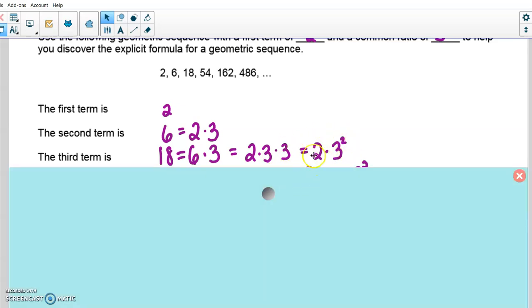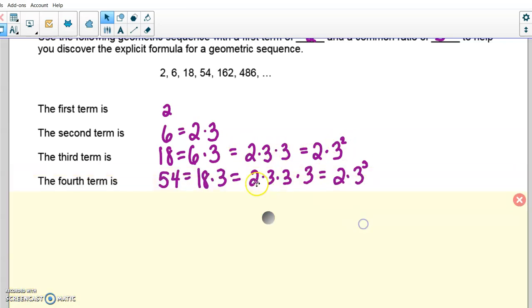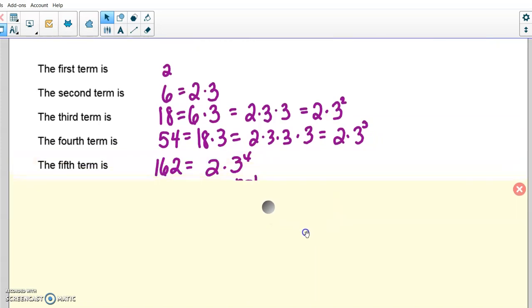So another way we could write that is 2 times 3 squared, because 3 times 3 is 3 squared. If we go down to the fourth term, you can see the progression here. It's 54, and you got that by doing the third term, 18, times 3. Or we could do 2 times 3 times 3 times another 3. That's like saying 2 times 3 cubed. The fifth term is 162. Again, you can see the pattern here. We would have done 54 times 3, or we would just tag on another 3 at the end. So that would have been 2 times 3 times 3 times 3 times 3. So 4 3s. We could write that as 2 times 3 to the 4th.